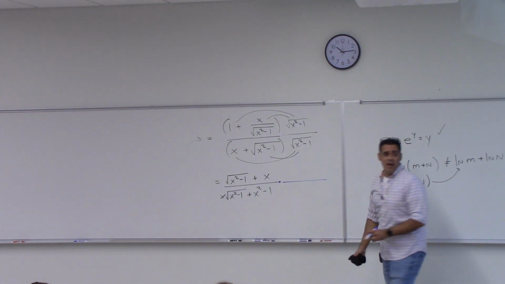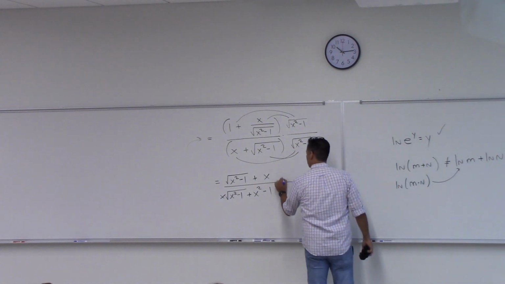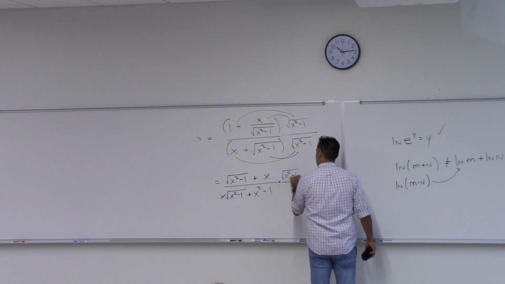Okay, I'm coming in with the conjugate. Here we go. We're doing it. The conjugate of this is this.